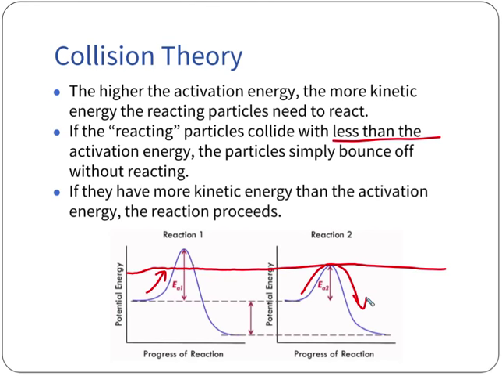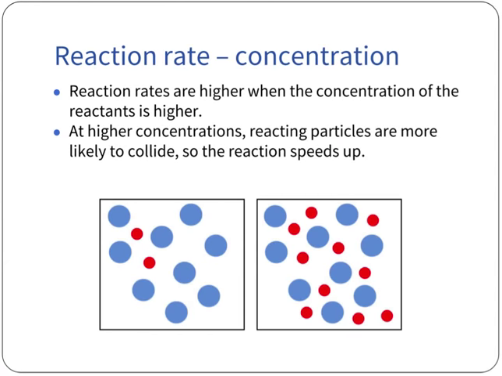Now, what this ends up meaning is that they need to be able to go quickly to be able to react quickly. So let's look at concentration. We said in order for the particles to react, they have to collide. Reaction rates are higher when the concentration of reactants is higher. So in situation number 1 over here, there's a very small concentration of red particles, and so there are not going to be very many collisions between red and blue. Most of these blues are just going to run into other blues. They're not going to hit reds, and because there's a low concentration, there are very few collisions.